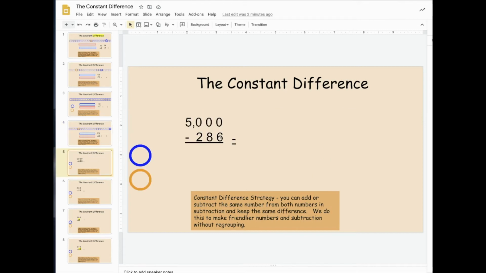Now, let's look at some larger numbers. Oh my goodness. 5,000 minus 286. What to do? I'm going to have to regroup all those place values. No, you don't. The constant difference. So let's take 1 away from 5,000 and take 1 away from 286. So 1 away from 5,000 would make this 4,999. 1 away from 286 is going to make this 285.